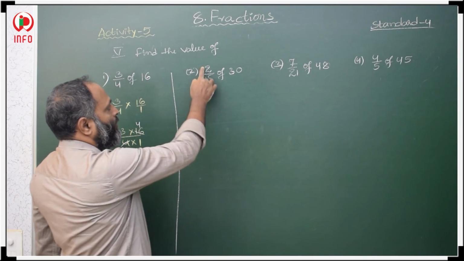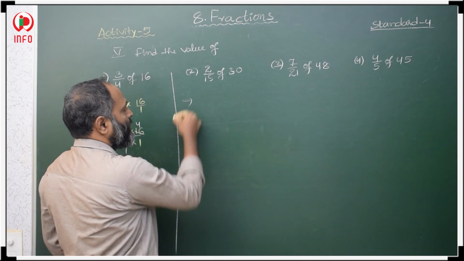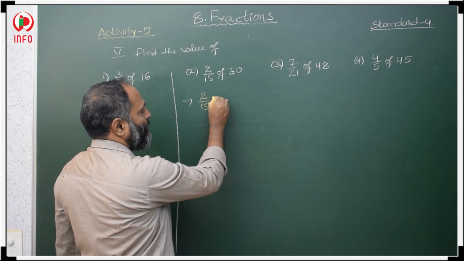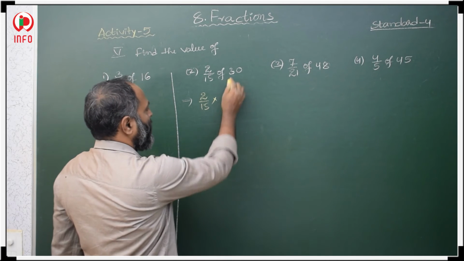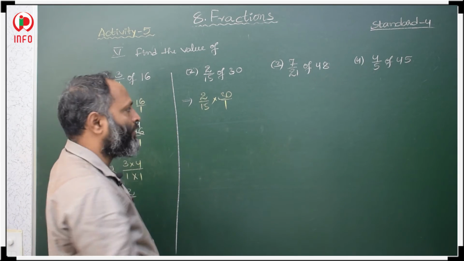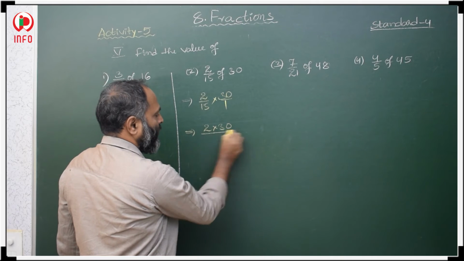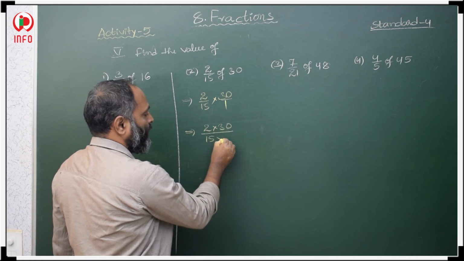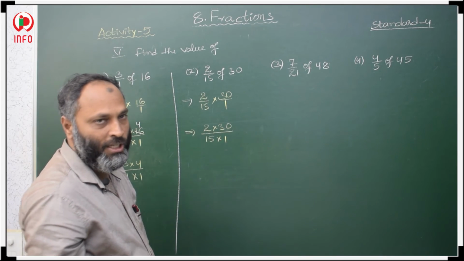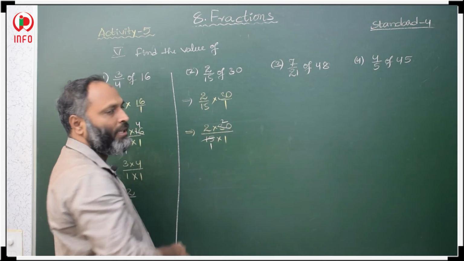Next, 2 by 15th of 30. 2 by 15th value of 30, how much? So, 2 by 15, instead of "of" we have to take the multiplication sign, then after that we have to take 30. There is no denominator, so we write by 1. Now, numerator with numerator, 2 into 30, by denominator with denominator, 15 into 1. Now, we have to cancel the common factor, so we cancel with 15. 15 ones are 15, 15 twos are 30.